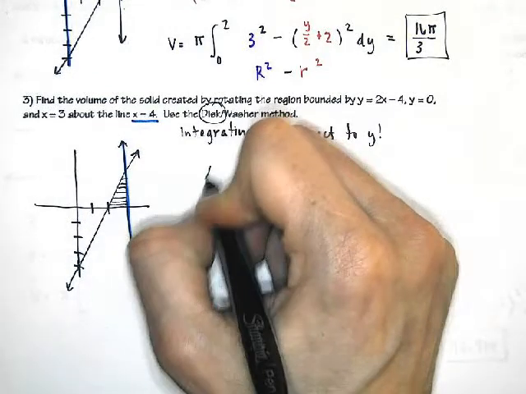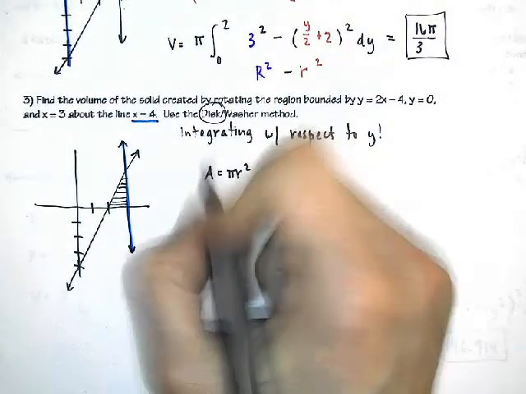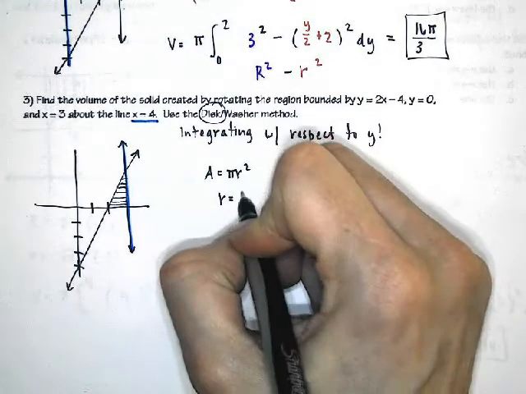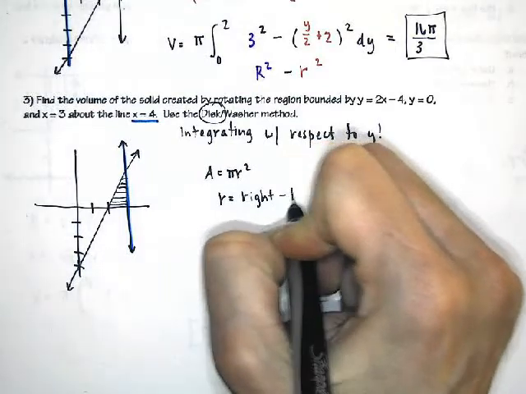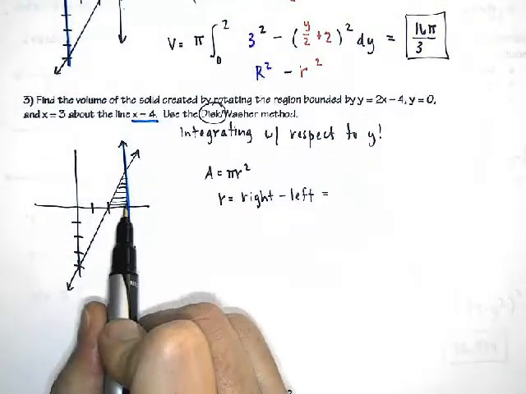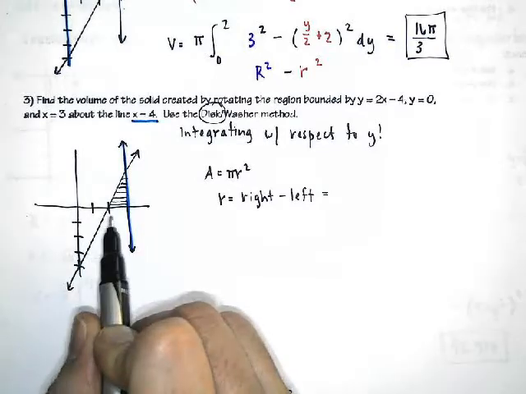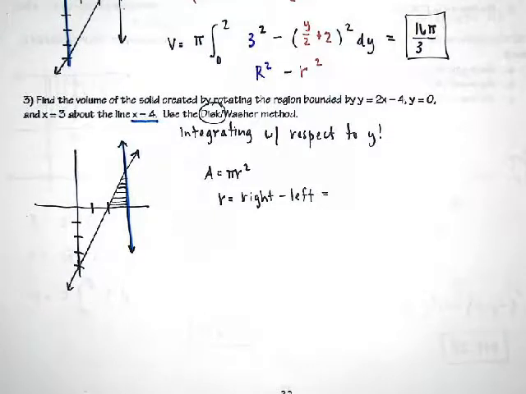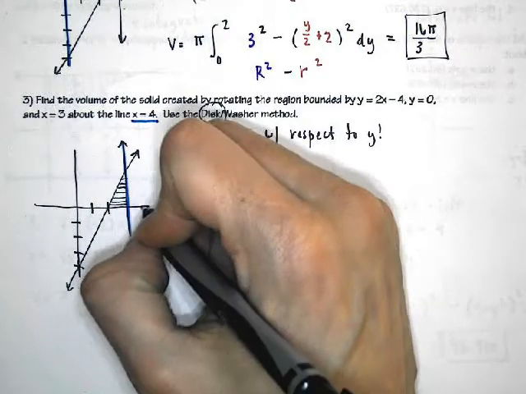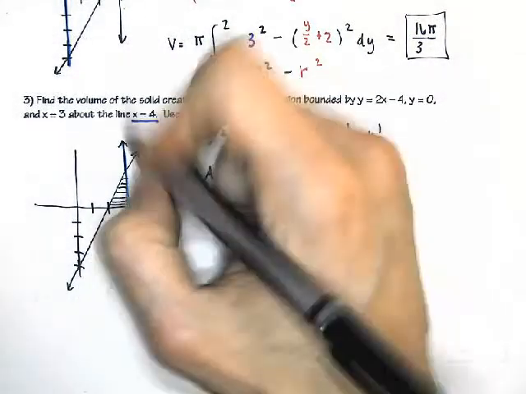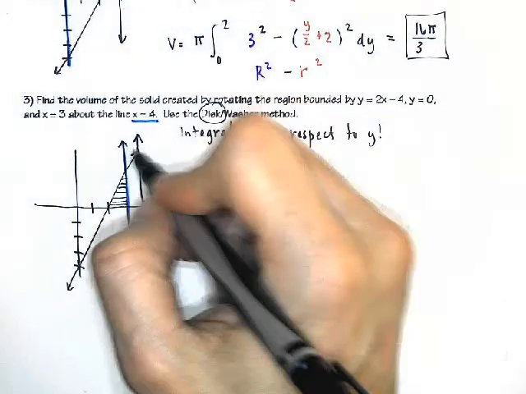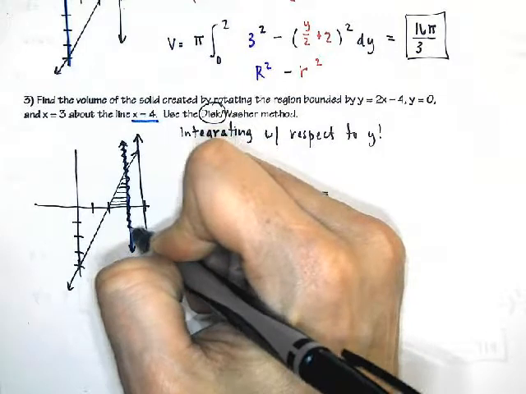So I know, again, we keep going back to this area of circles, right? Our radius, in this case, since we're integrating with respect to y, I know it's going to be right minus left. So in this case, my right boundary is 3. Oh, I messed this up. I'm sorry, guys. I'm revolving about x equals 4. Okay.